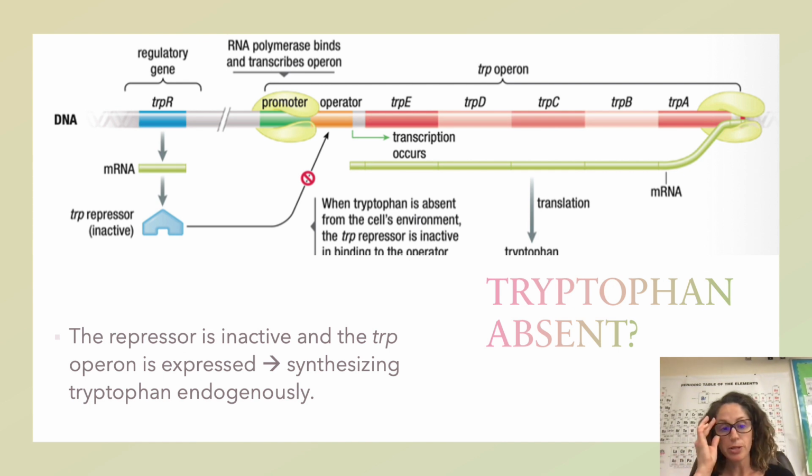So let's talk about the two scenarios. So again, remember, we have the trpR always being transcribed and translated, but this is an inactive form. So this isn't binding to the operator. So when tryptophan is not present, this is inactive. And we can have RNA polymerase bind to the promoter and transcribe the 5 genes needed to make tryptophan. So tryptophan is being made by these genes, ultimately being transcribed and translated. So these are going to lead to the production of tryptophan by the cell.